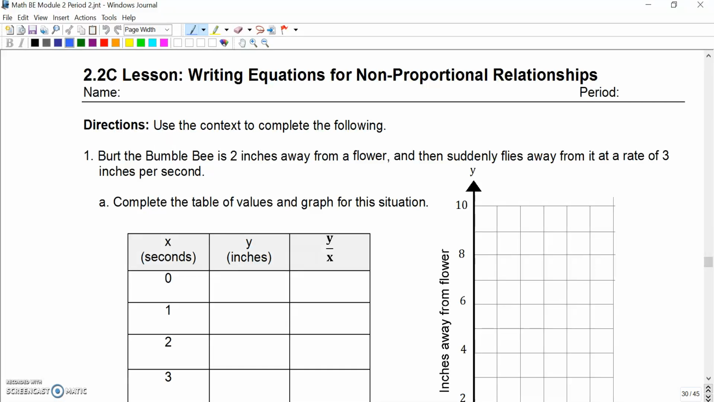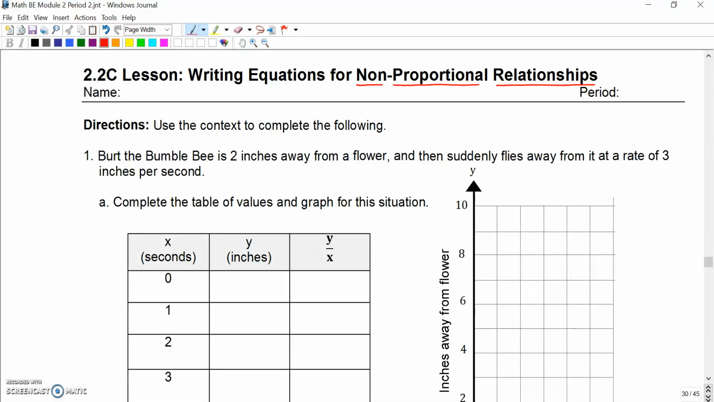We're going to continue looking at linear equations and graphs. We're going to focus on some of the things that we saw before break, which is non-proportional relationships, which means that most, if not all, of these graphs are going to be lines, but not start at the origin.